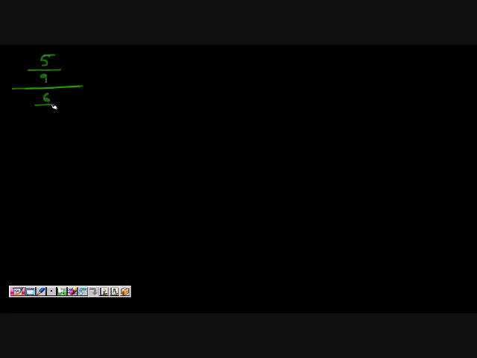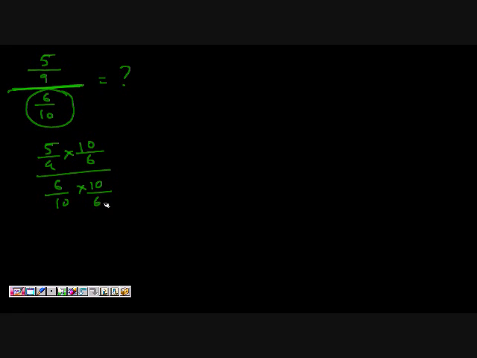Now in this case the denominator is 6 by 10. So in order to reduce it to 1, we multiply by 10 by 6 with the denominator and 10 by 6 with the numerator. So we can write 5 by 9 into 10 by 6 and 6 by 10 into 10 by 6. So these cancel out, which is 5 by 9 into 10 by 6, which is 50 divided by 54.